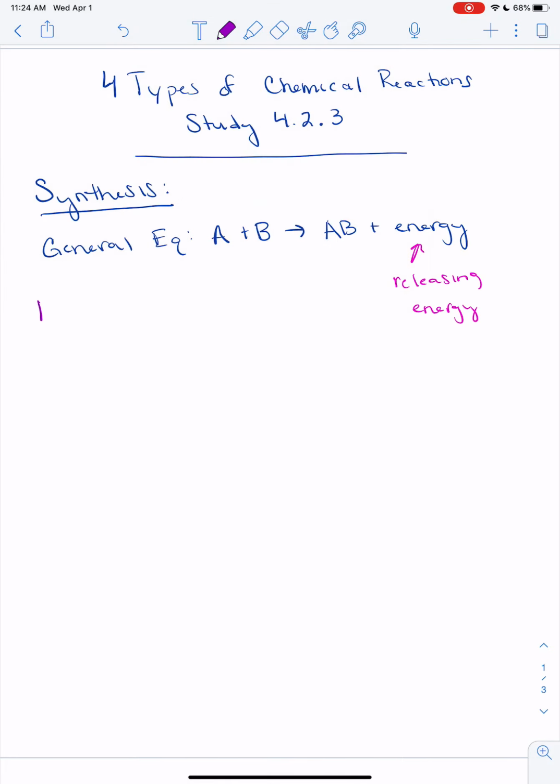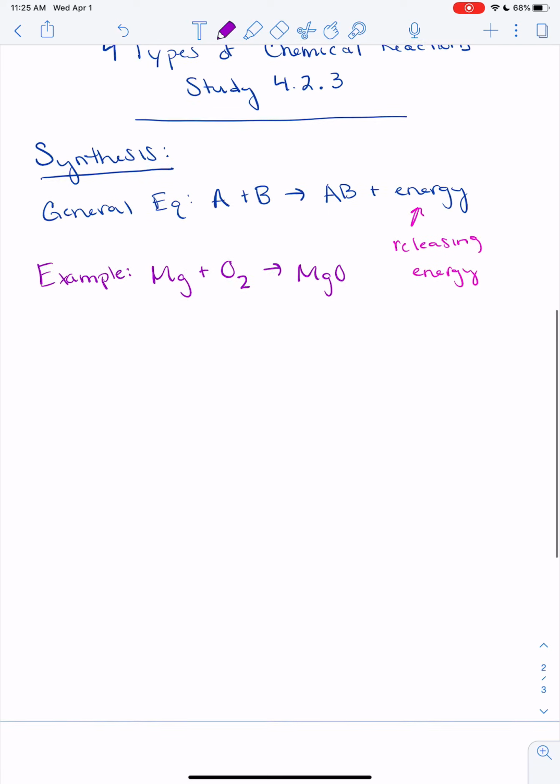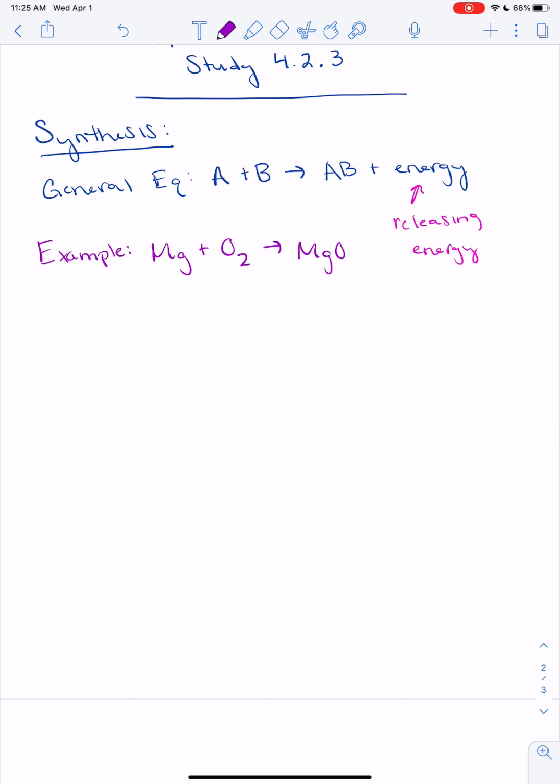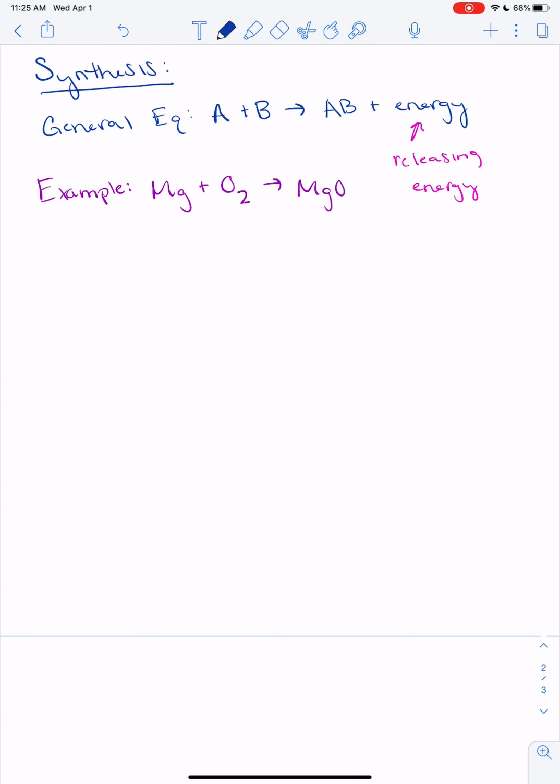So if we have an example, we have Mg plus O2 yields MgO. Okay, so you can see there are 2 separate elements and they're combining to make one new molecule. Okay, and I'm going to come back to this in a second to explain the parts of this equation. But before I do that, I want to move on to decomposition, because decomposition is very similar to synthesis and it can help us understand.